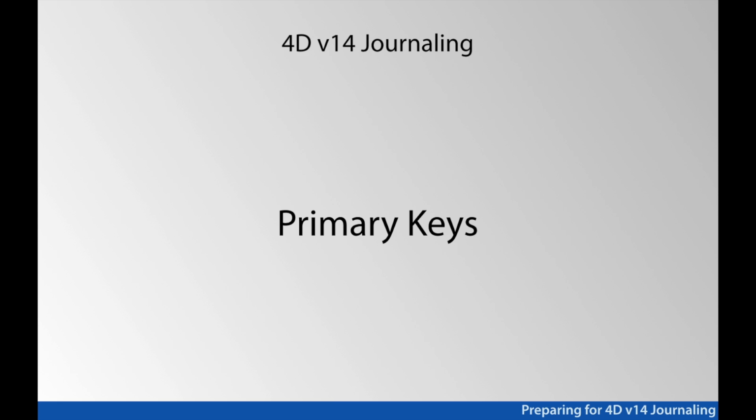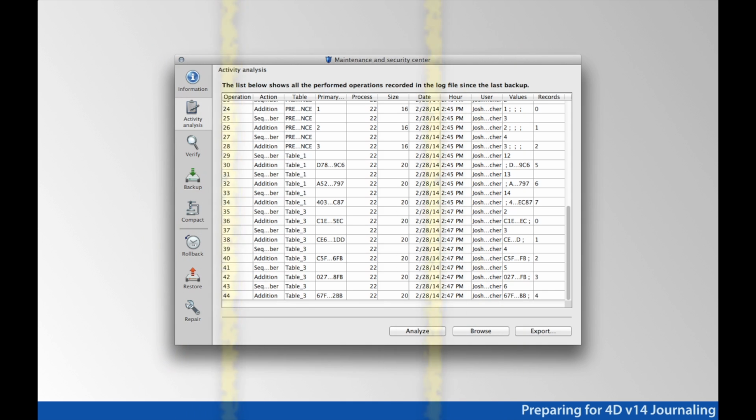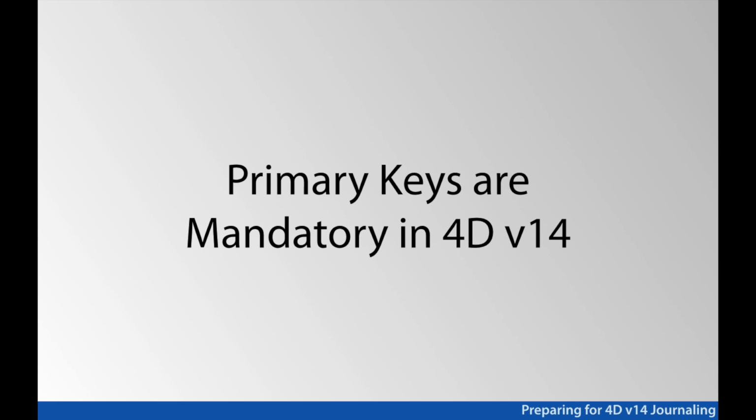In v14, the journaling does not use record numbers. It uses primary keys. So looking at the same pane in the Maintenance and Security Center, instead of seeing a number there, you actually see a value there. And whether it's an integer or a UUID, you'll see the primary key values show up there. So that's the main focus, the jumping off point for this webinar: there's a change when you move to v14. Primary keys are mandatory in v14.